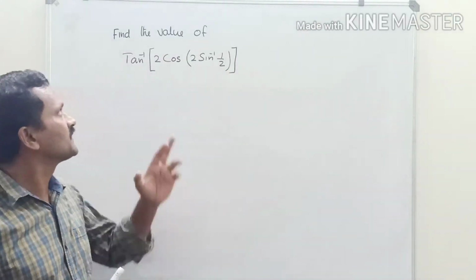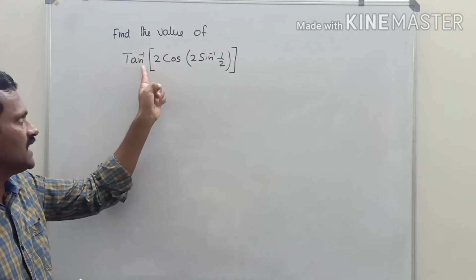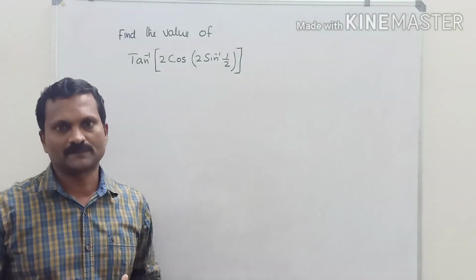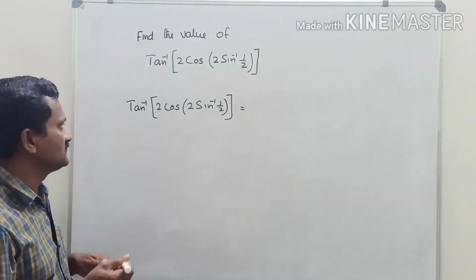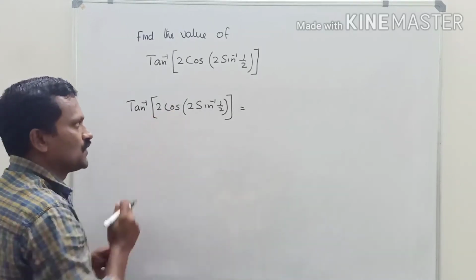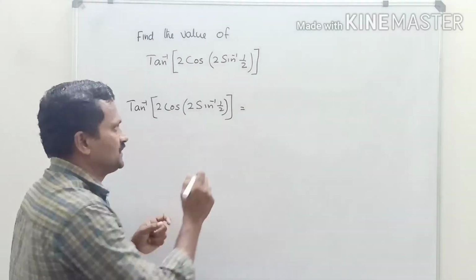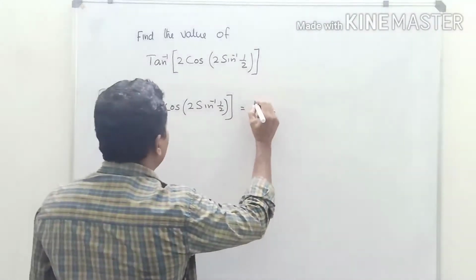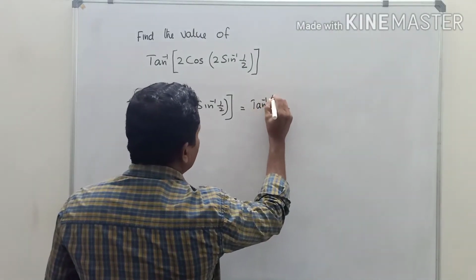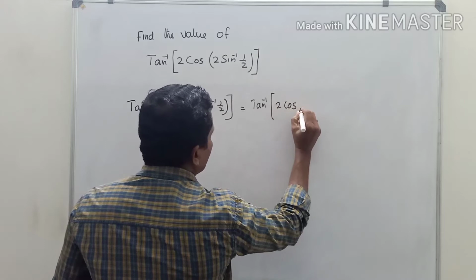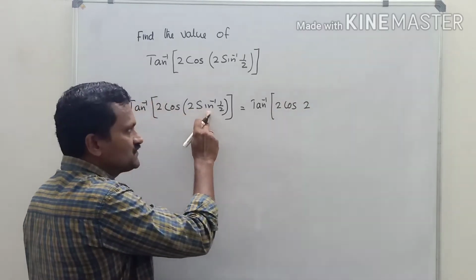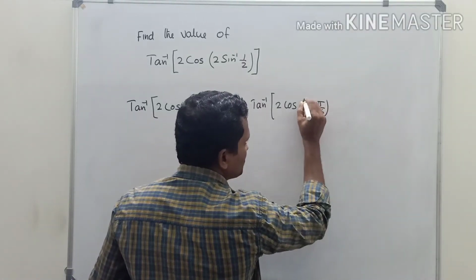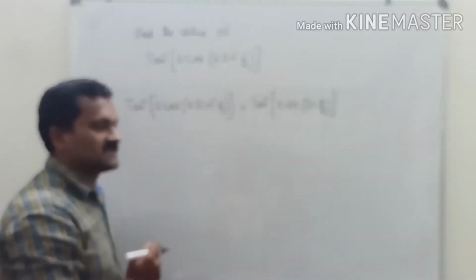Second question. Find the value of tan inverse 2 cos 2 sin inverse 1 by 2. Let's consider the answer. We know that sin inverse 1 by 2 is 30 degrees or pi by 6. So tan inverse 2 cos 2 sin inverse 1 by 2 can be written with 30 degrees or pi by 6. Then the answer changes like this.